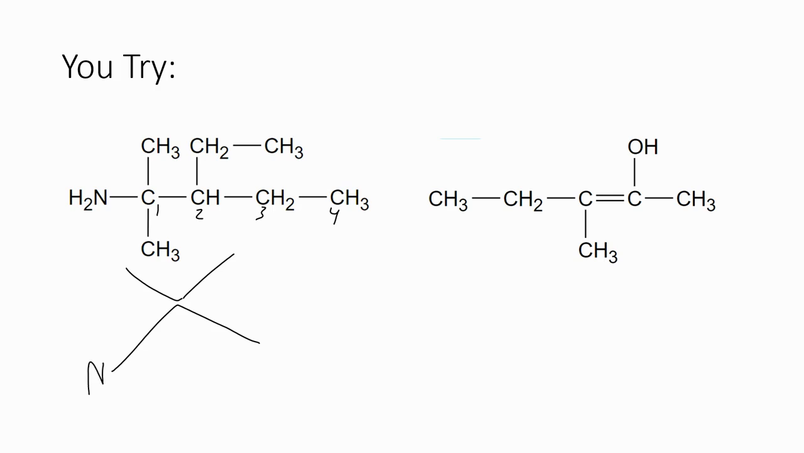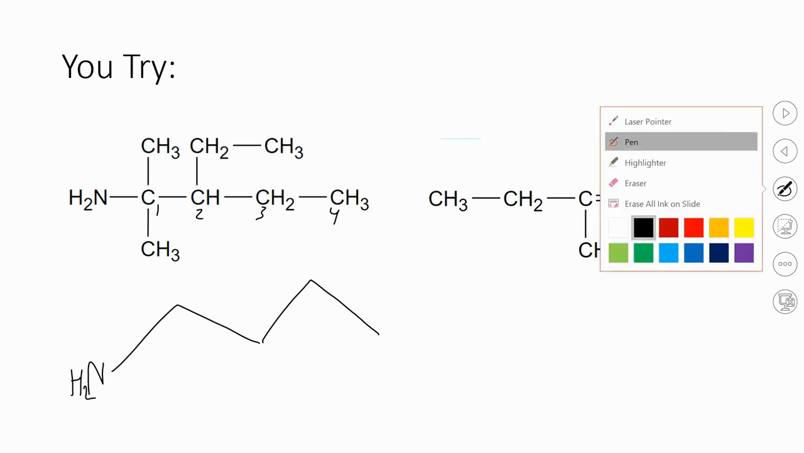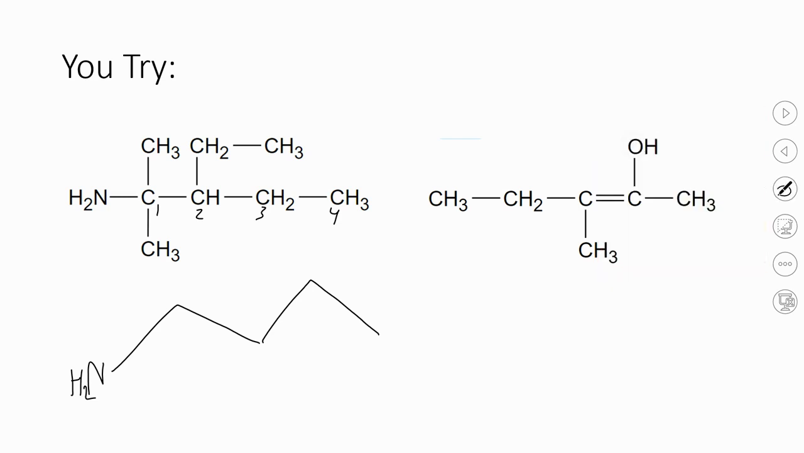So I'm going to start here. I have to draw my nitrogen, and I have to draw the hydrogens on the nitrogen. And then I have carbons 1, 2, 3, 4. And then I need to get rid of my other piece here. Okay, so then at carbon 1, we have 2 groups.